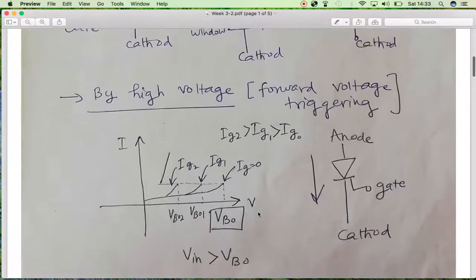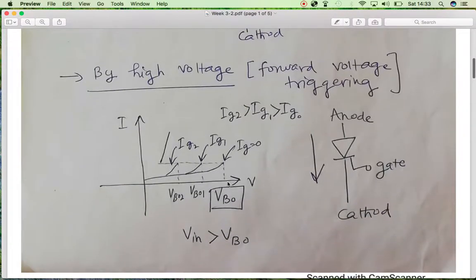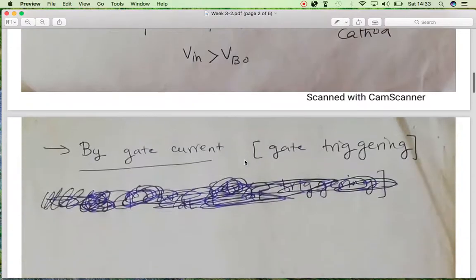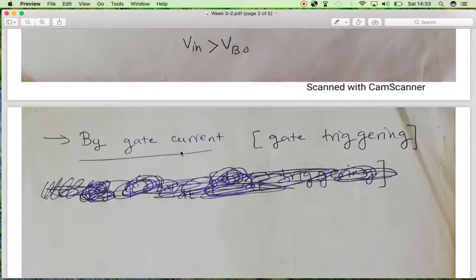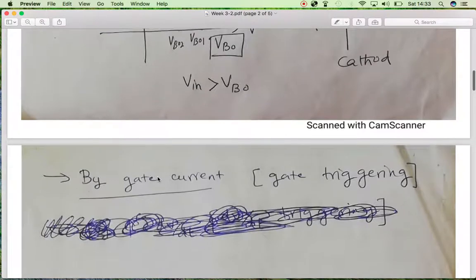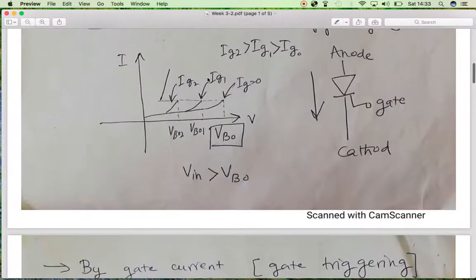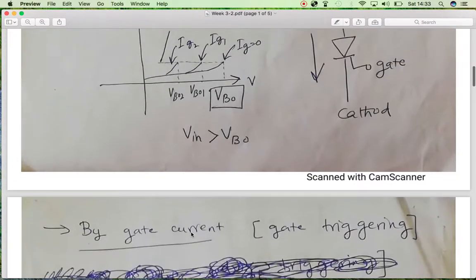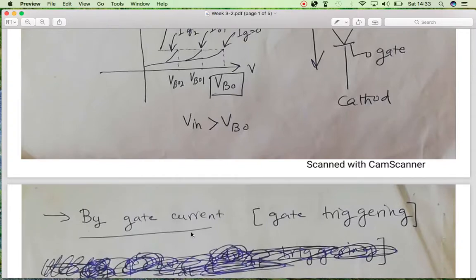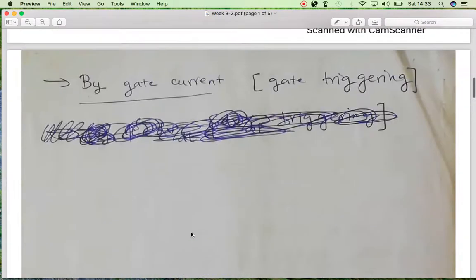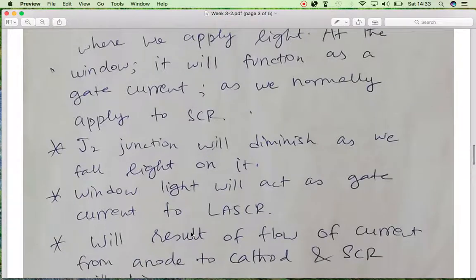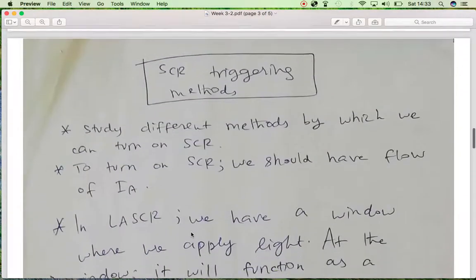And the third method is by increasing the voltage. Whenever we increase the voltage greater than the forward breakover voltage, the SCR turns on. This is a very simple method. And the last one is the most popular method, in which we apply the gate current, and when we apply the gate current, the forward breakover voltage is achieved earlier, after which the SCR starts conduction. So this is the detail of the triggering methods.